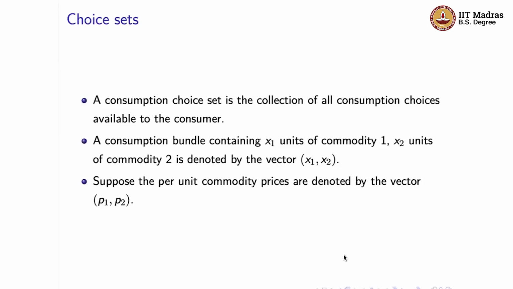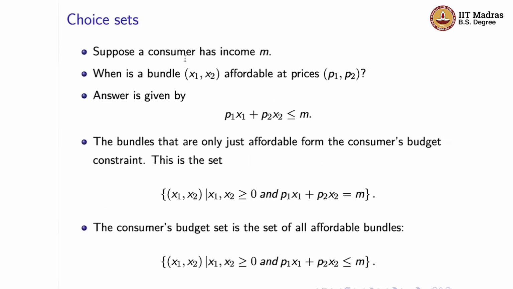In order to think about whether something is affordable or not, we need several features about these commodities. One feature is the price per unit of these commodities, which we characterize by the vector containing P1 and P2. P1 is the price per unit of good one, and P2 is the price per unit of good two. We also need information about the consumer's income, the total amount of money that the consumer has to allocate among different goods. Let's suppose that income is given by the parameter M. So the question is, when is this bundle X1, X2 affordable at prices P1, P2 and income level M?